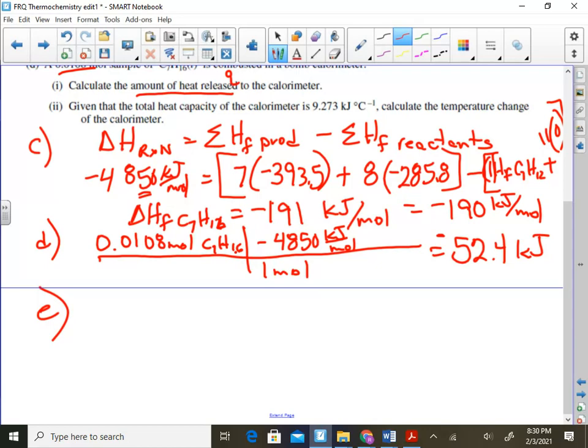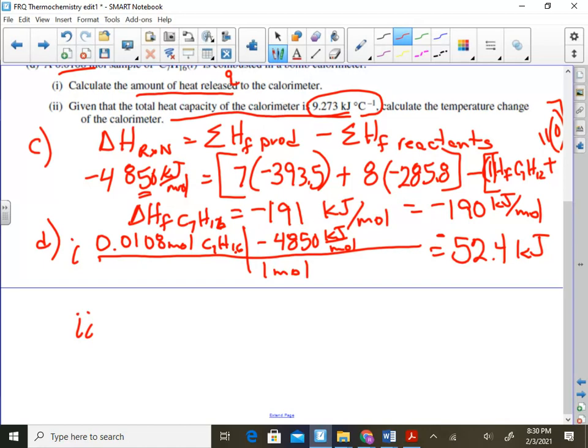So let's move on. Actually, this is not E, this is part I and part II, part 2 of D. So this one we were going to skip, but I'll go ahead and work it for you. The total heat capacity of the calorimeter. So this is the amount based on the mass and the specific heat of the material of the calorimeter.